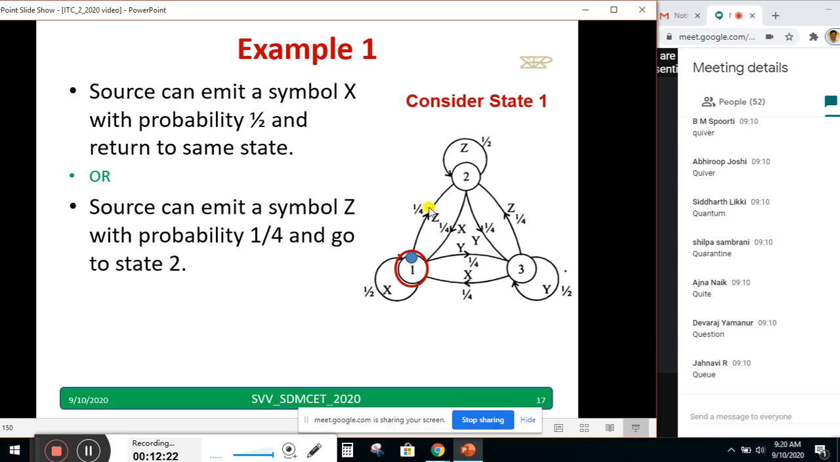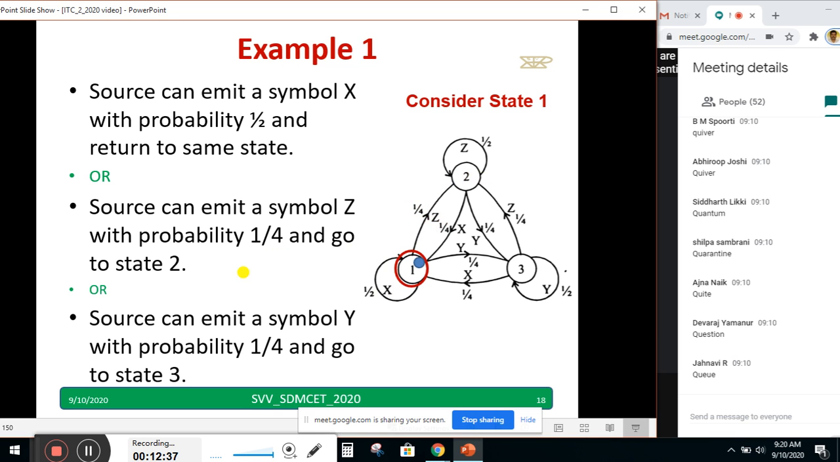See here. It is moving from 1 to 2. What is the probability? 1 by 4. Which symbol is emitted? Z. Now, source can emit a symbol Y, see here, with a probability of 1 by 4 and go to state 3. Observe carefully. Now transition from 1 to 3. Which symbol is emitted? Y. What is the probability? 1 by 4. Please try to understand this and copy down. You have 1 minute.